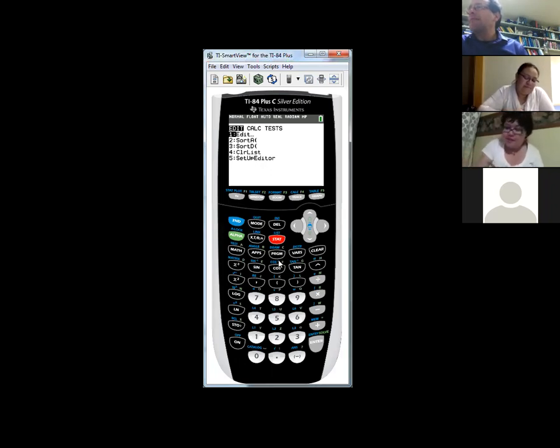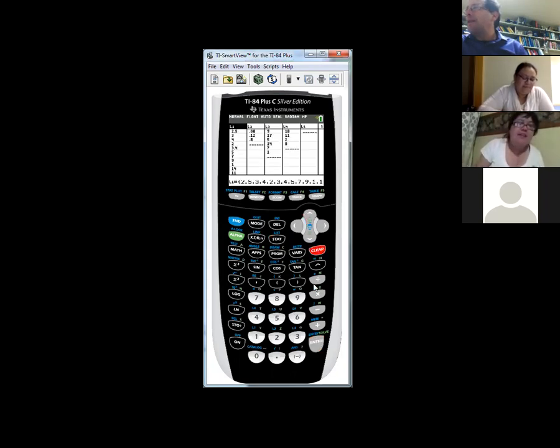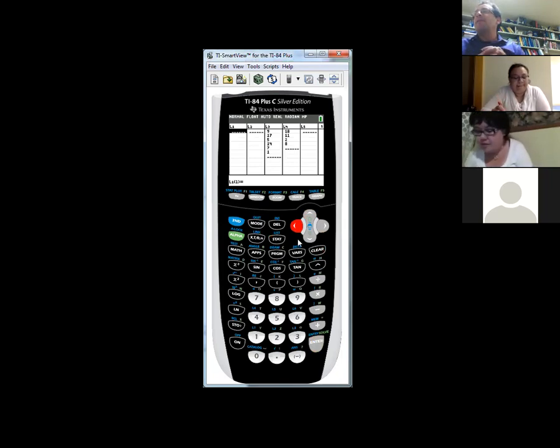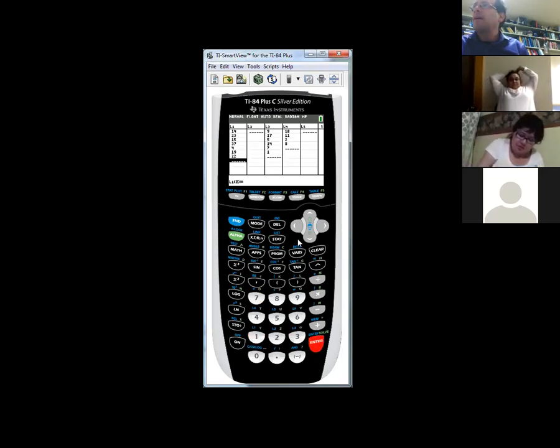Okay, so I'm going to go to stat. I'm going to go to edit. I'm going to clear out L1. I'm going to clear out L2. Hopefully you know how to do that by now because we've been doing that for a while. And I'm going to type in all the numbers for L1 for the lookings. 14, 23, 15, 37, 4, 19, 22, 51, 37, 18, 16, 22. I think that was it. Yeah.